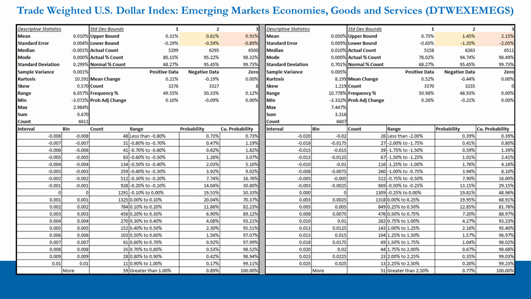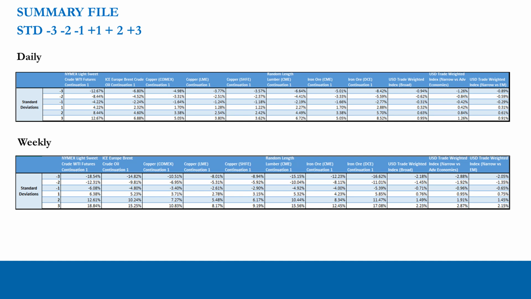What we've also done for you, and I mentioned this previously in the downloads area, is we've included a summary file. Now, the summary file for all of our cyclical commodities and for the US dollar trade-weighted indices calculates beautifully, all in one screen, for daily and weekly data, the 1, 2, and 3 standard deviation moves in the negatives and the positives for all of our products.